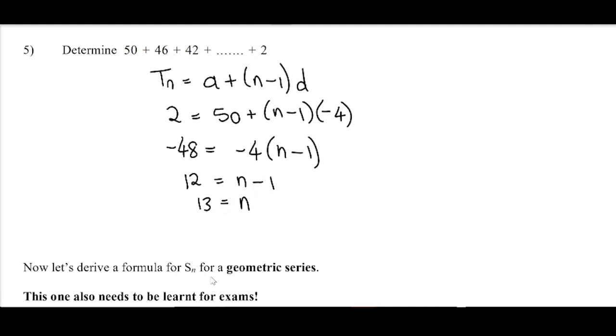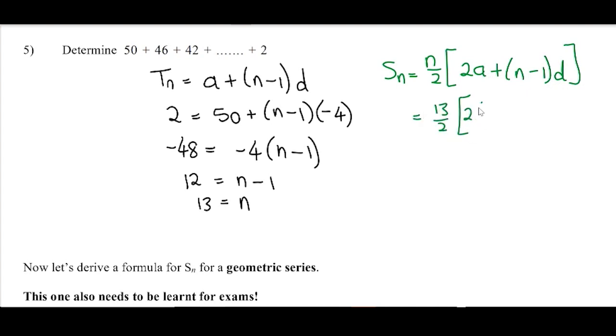We haven't got the answer yet. We haven't added up the terms. What we have got is how many terms there are. Remember our formula? Sn is n over 2, 2 lots of A, plus n minus 1 lots of D. Right. N is 13. A is 50.